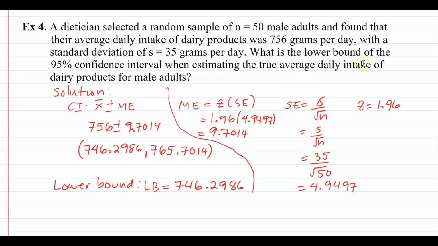So what is the lower bound? The answer is 746.2986. By the way, if the question is asking for the upper bound, then the answer will be 765.7014.